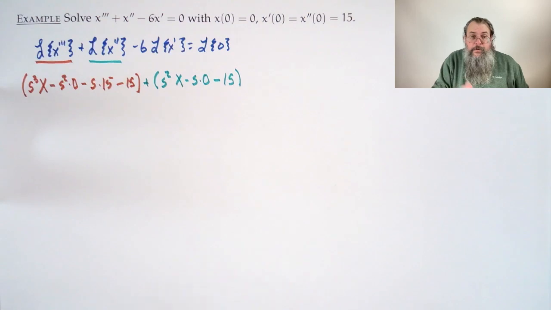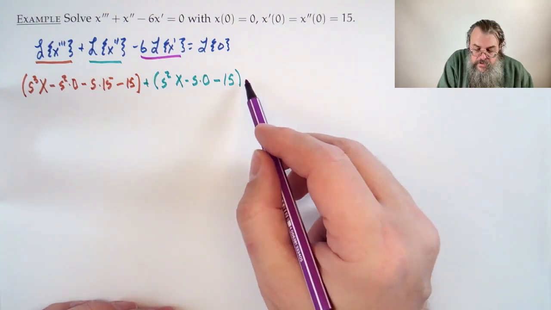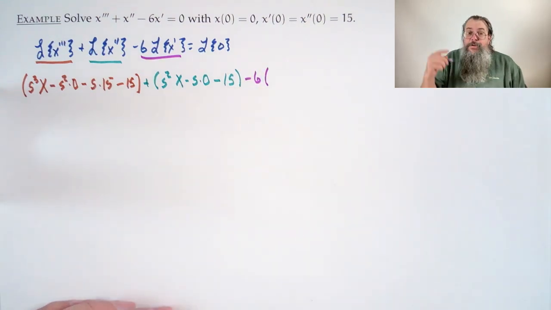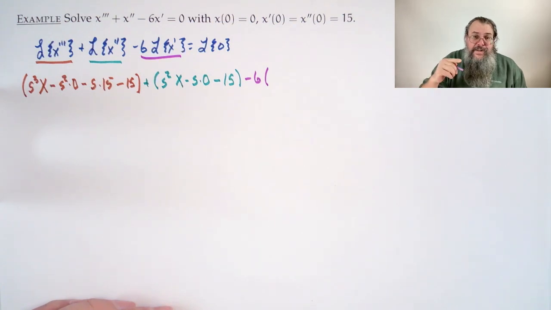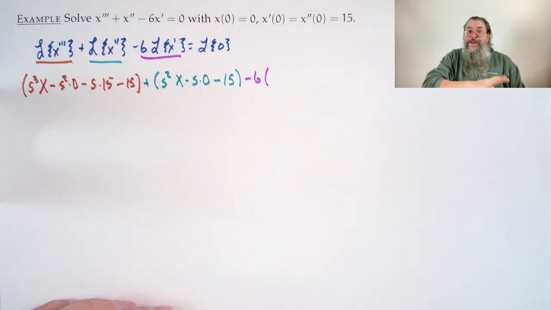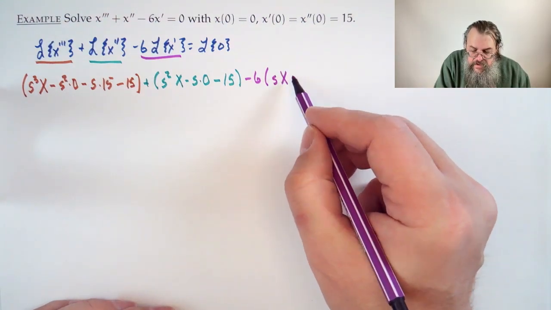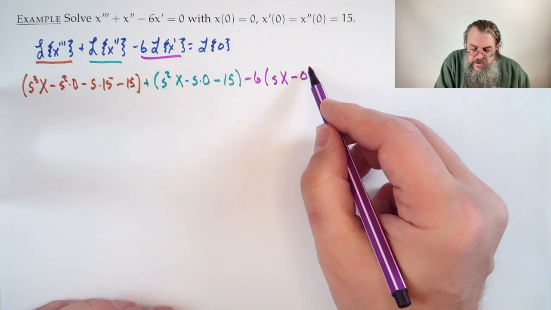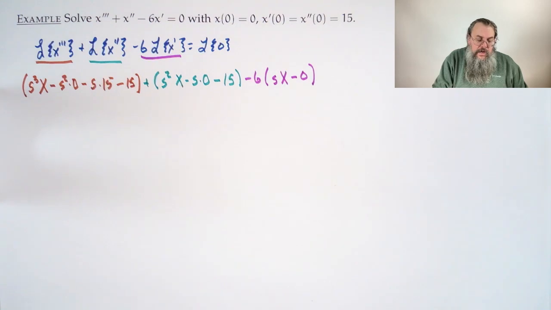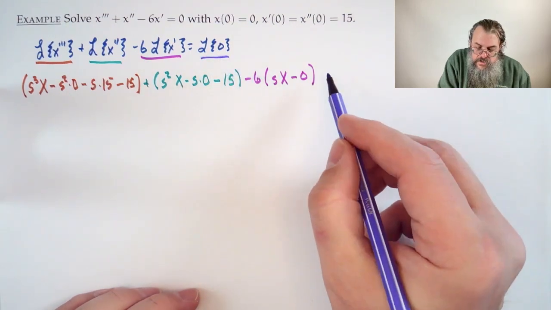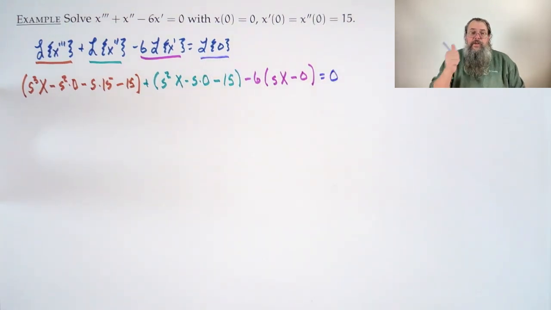Good. And now, one more term on the left-hand side. So minus 6, parentheses. Remember, parentheses help remind us that that minus 6 will distribute. So make it a good habit to use parentheses because that's going to help me save points. And we want to get all the points, all of them. So that would be s X minus x(0). Good. Whew. And finally, of course, we set this equal to the other side, which is 0.